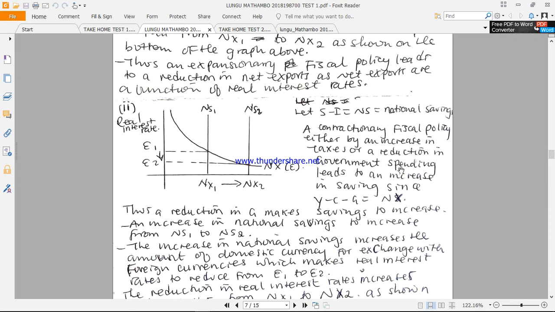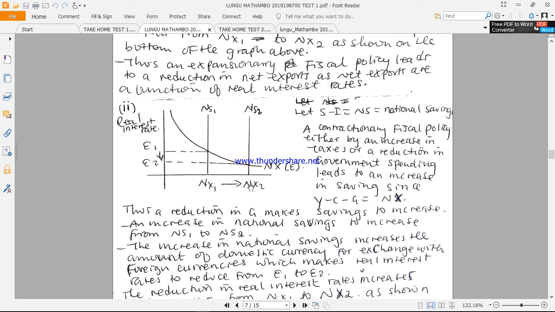If the government reduces its expenditure, it is going to lead to an increase in savings, since we have this equation, y minus c minus g is equal to nx. If g is reducing, then we expect the whole term to increase, so we expect nx to increase. Thus, a reduction in g makes savings increase. An increase in national savings is going to increase our trade volume from that level to that level.